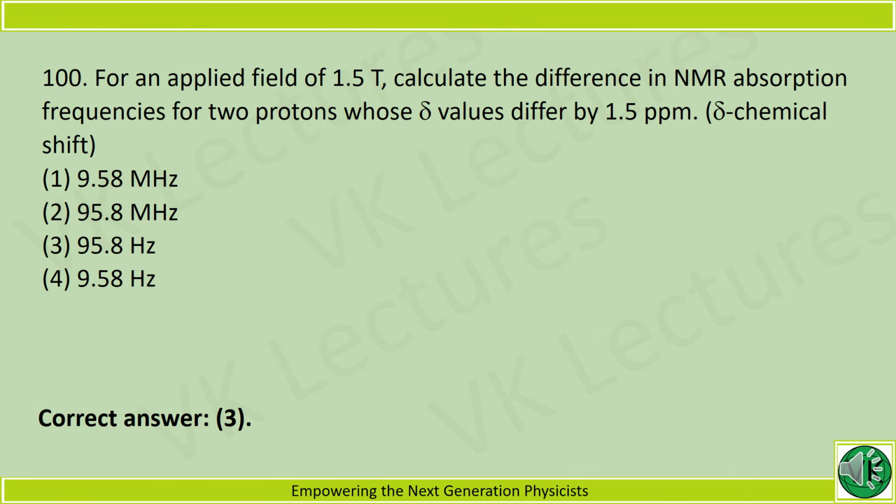For the applied field of 1.5 Tesla, calculate the difference in NMR absorption frequencies for 2 protons whose delta values differ by 1.5 ppm. Delta is the chemical shift. The correct answer is option 3, 95.8 Hz.